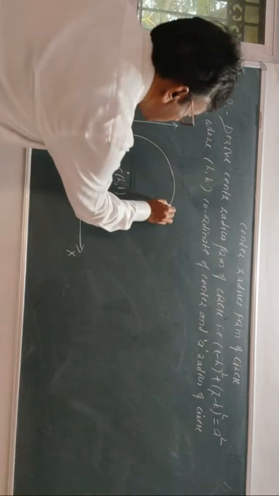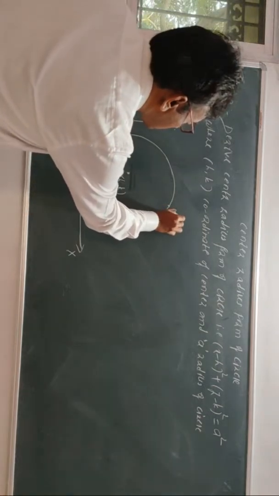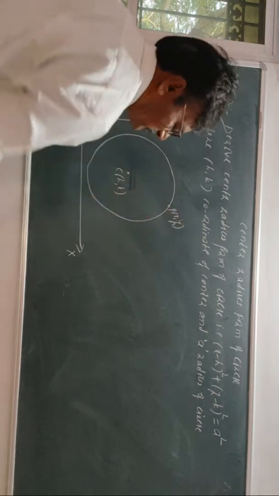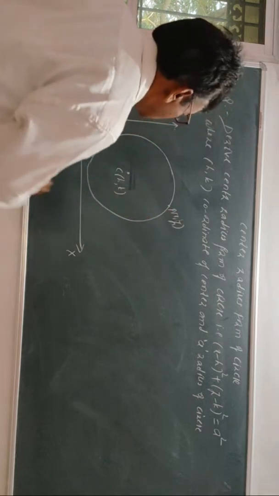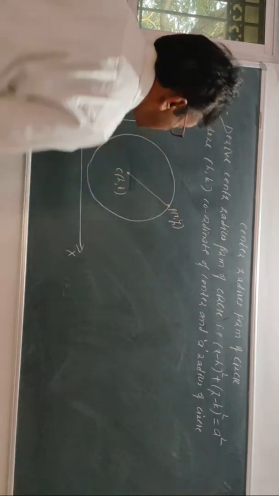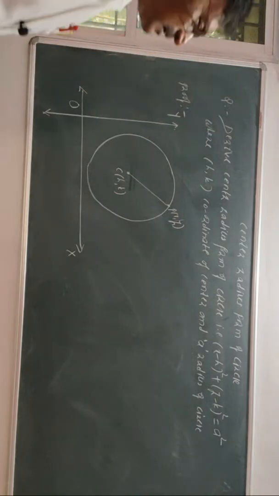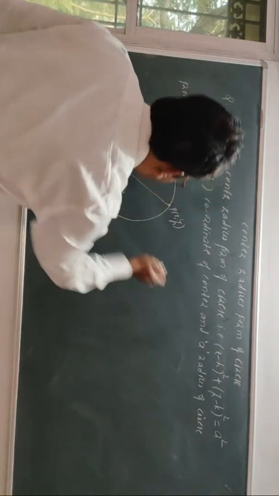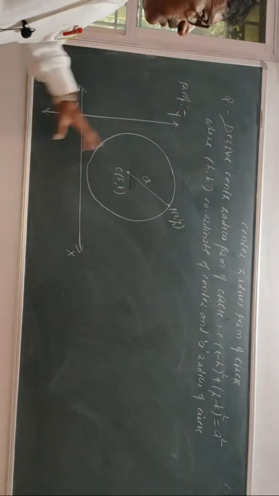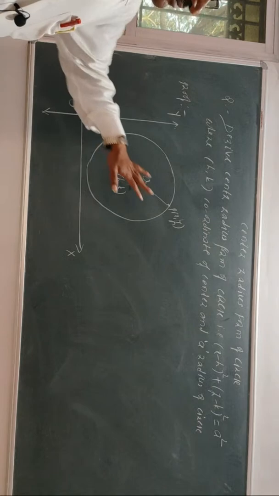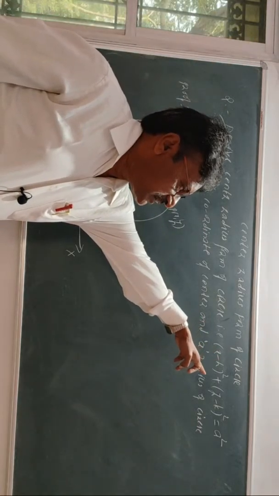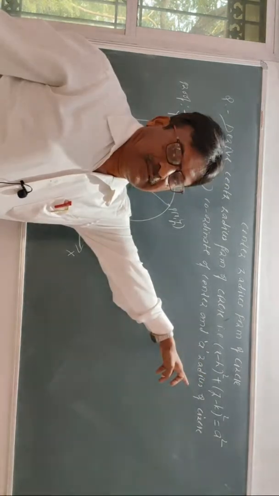Again we assume that let P (x, y) be any point on the circle. Then we join CP, and CP is the radius of the circle, and the radius of circle is a. So CP is equal to a. This is our figure, and from this figure we derive this equation, that is x minus h whole square plus y minus k whole square equals a square.